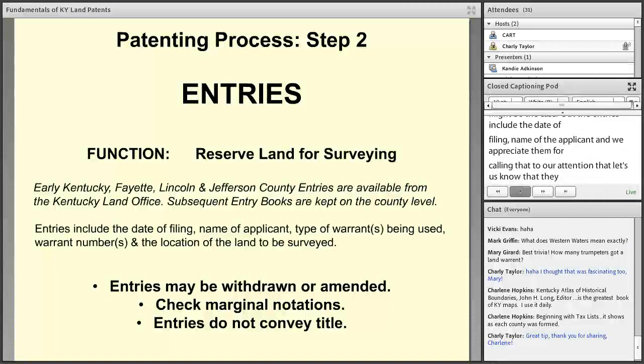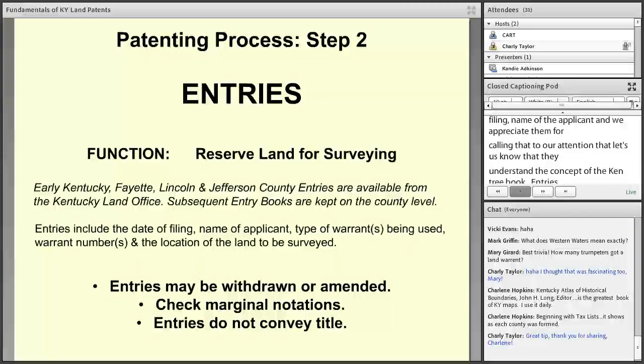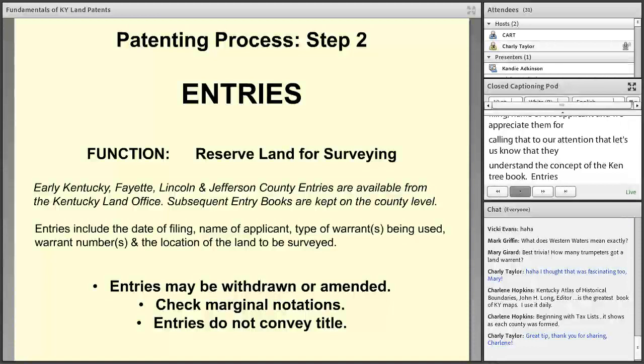Entries include the date of filing, the name of the applicant, and the type of warrants being used, the warrant numbers, and the location of the land to be surveyed. Entries may be withdrawn or amended. You check the marginal notations. Entries do not convey title.